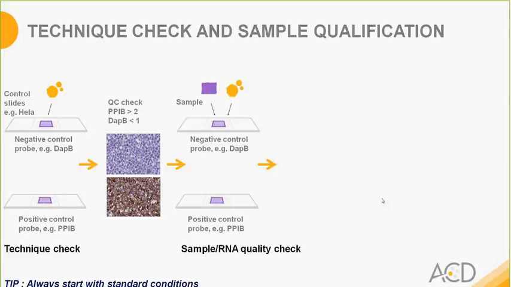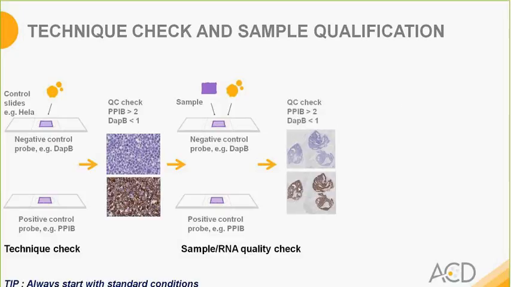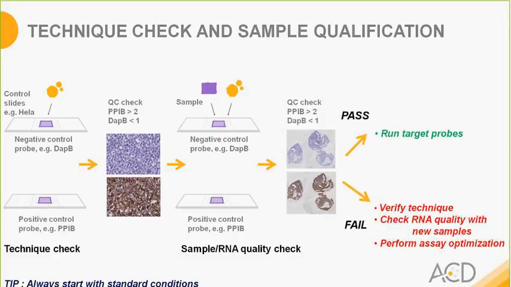In this step, the sample tissue, typically FFPE tissue, is probed again with the same positive and negative controls, in this case DapB and PPIB. And similarly, if the PPIB signal, the positive control signal, is sufficient with at least 2 or more dots per cell, and the DapB signal is negative with less than 1 dot per cell, one can proceed to running target probes and consider the tissue in question for target probe analysis to pass all QC.